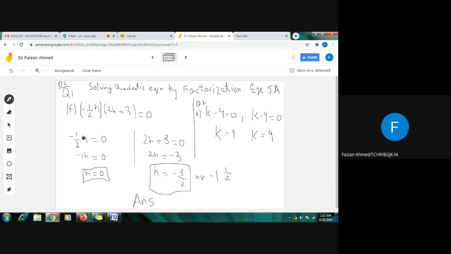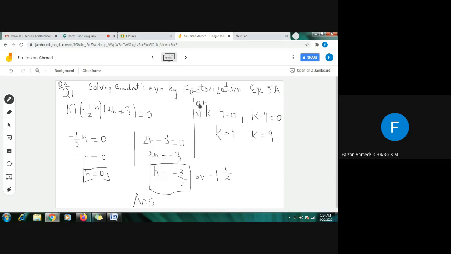So I have put this bracket equals to 0. Now I have to put this bracket as well equals to 0. 2h plus 3 will be equal to 0. This positive 3 will go on the other side and become minus 3. And then this 2 is being multiplied with h, so it will go on the other side, and the next value of h will be minus 3 upon 2. Or I can also write it as minus 1 upon half. So this was question number 1 part F.